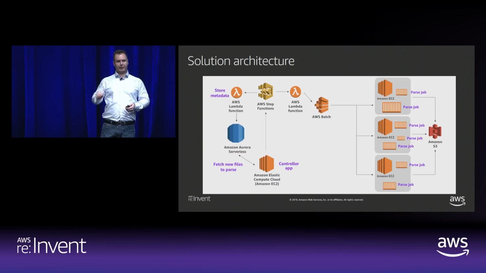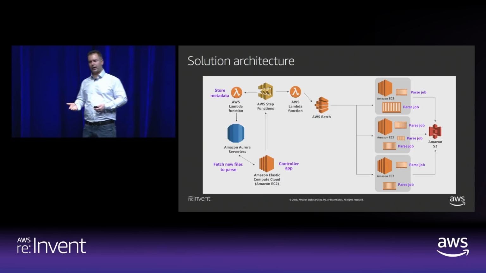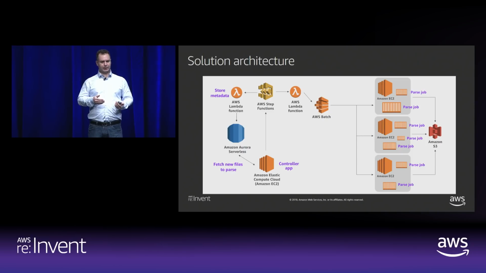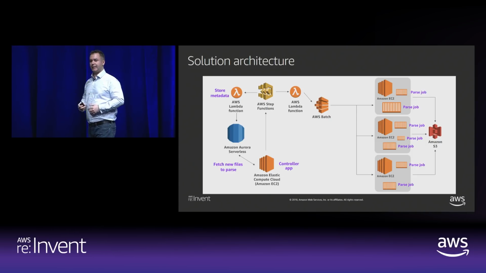And step functions via Lambda launches batch jobs for each of these types of transforms in parallel, monitors their execution, keeps the tables in Aurora Serverless updated as to the status of those executions, and when everything is done, it notifies Aurora Serverless to indicate that these files are now available in the S3 data lake.